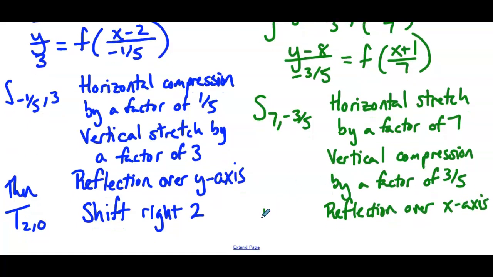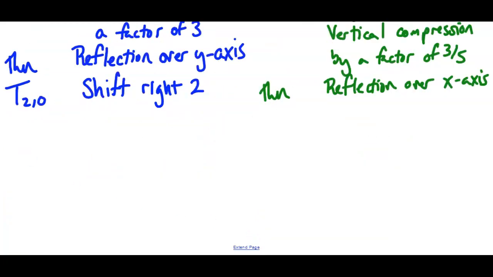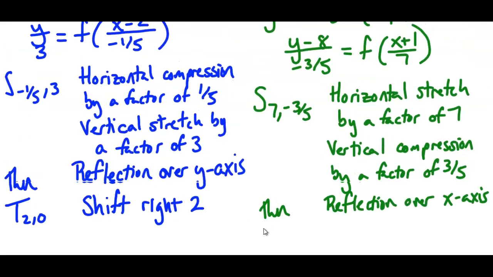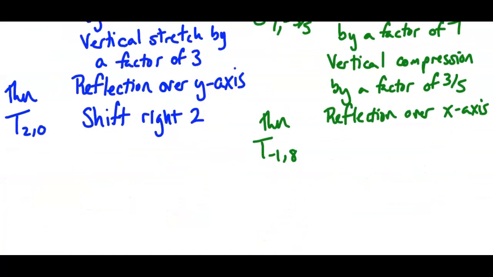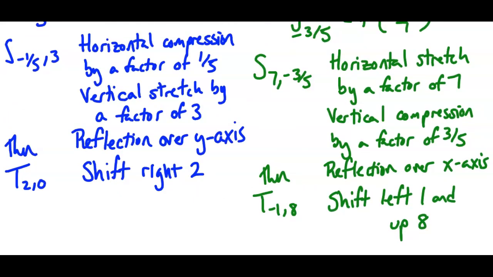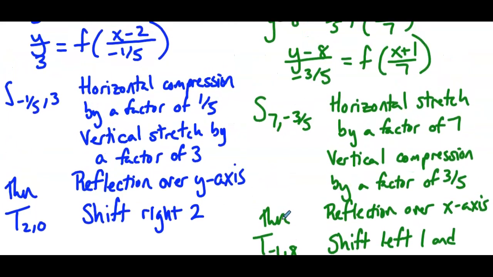And then we're following it up with a translation. Need more room here. Okay, so what's that translation going to be? Translation of, so x plus 1 in the function, we're subtracting 1 from x, y minus 8, adding 8 to y. So we're following that up with a shift left 1 and up 8. Another involved one, but the work was more in writing out all of the transformations, not actually identifying them.